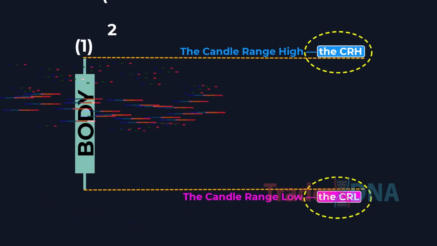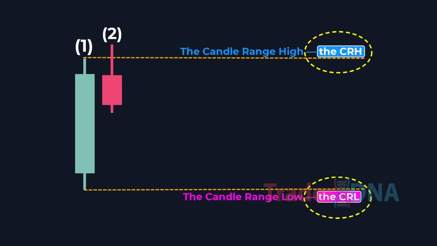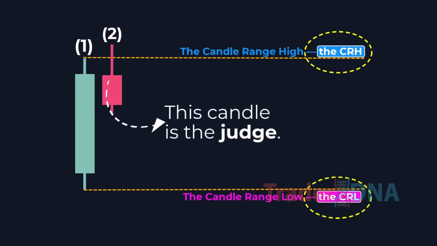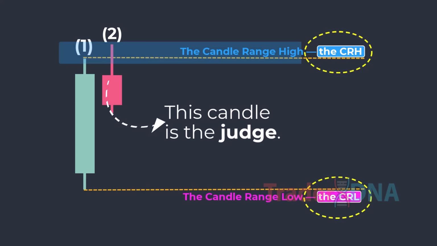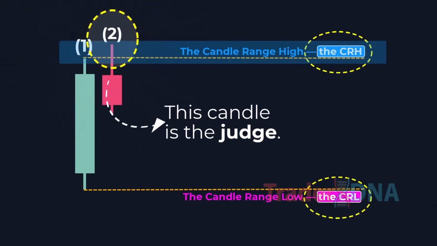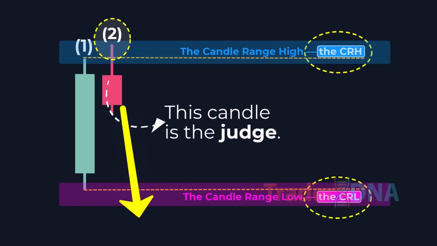Now let's talk about the second candle, because this one decides everything. This candle is the judge, the filter, the make or break moment. Without this candle doing exactly what we need, there is no setup. Period. Here's why. The entire concept behind candle range theory revolves around one powerful idea. If price attacks the candle range high, the CRH, but fails to close above it, then there is a high probability that price will reverse and target the candle range low, the CRL. That's the engine behind the setup.